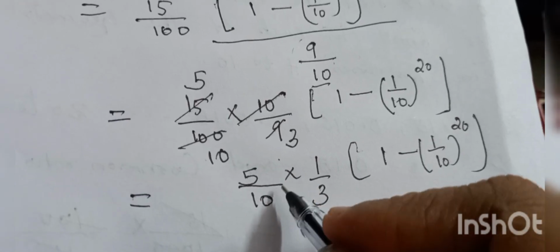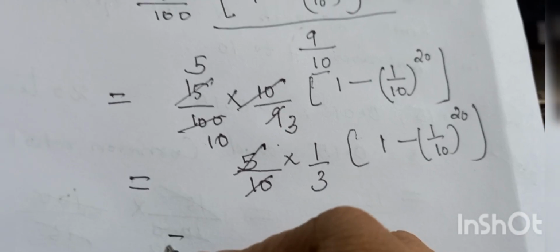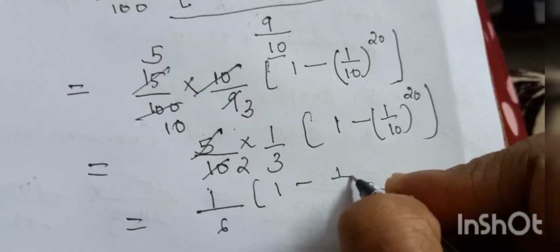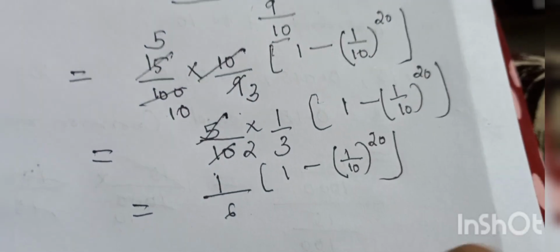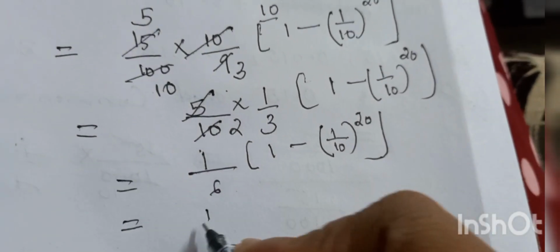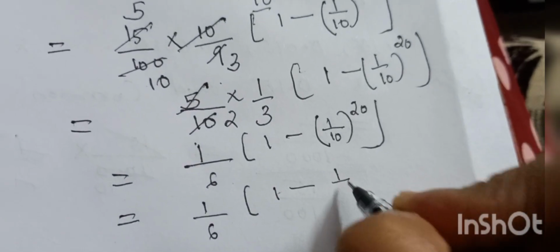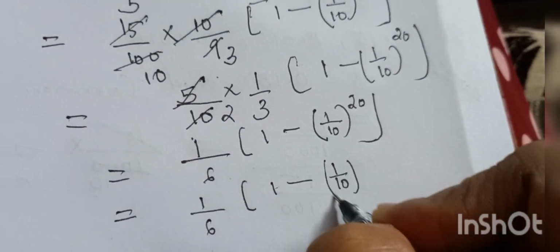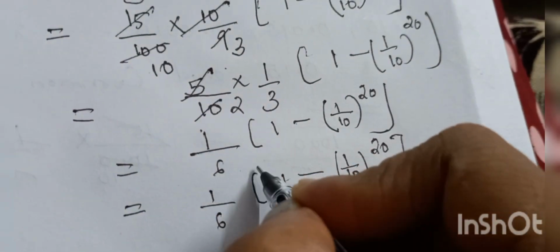So 5 2s are 10. So we get 1 by 6 in bracket 1 minus 1 by 10 to the power 20, close the bracket. So the final answer is 1 by 6 in bracket 1 minus 1 by 10 to the power 20, close the bracket.